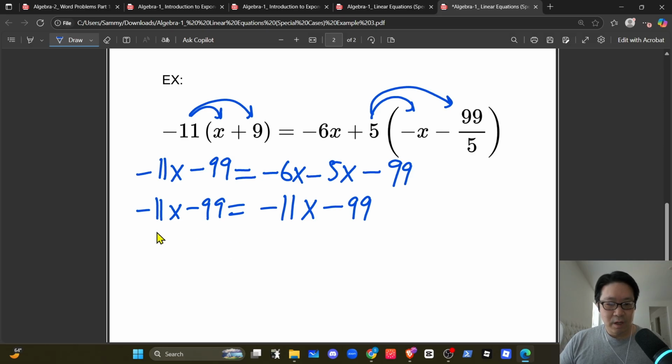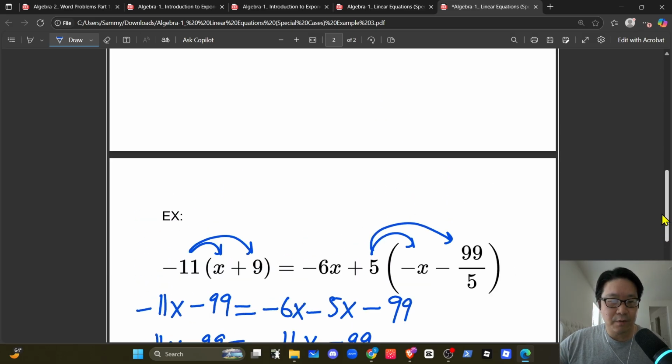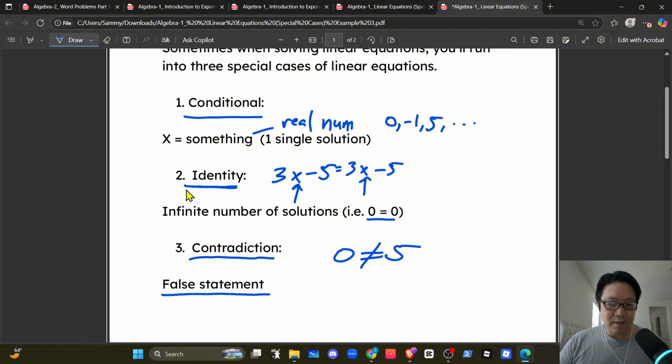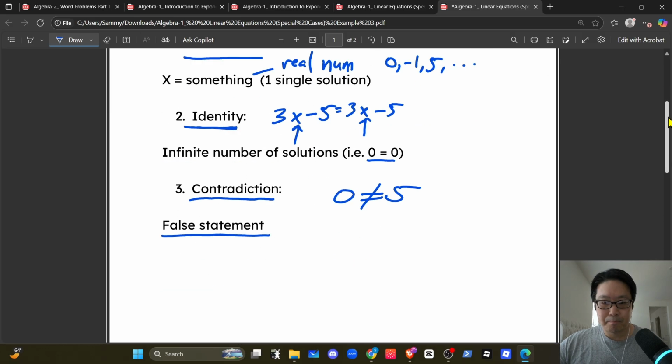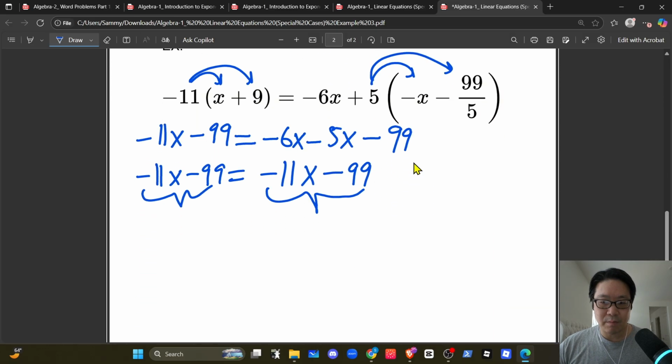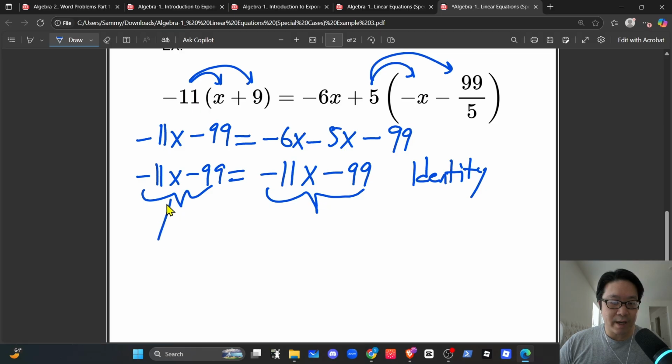And look what we have here. You actually don't even need to go further than this because the left side is equal to the right side. What kind of special case is this? As I explained earlier, what you have here is effectively an identity. Meaning whatever you plug in for x on both sides, any set of numbers, it's always going to yield a true statement. Therefore, what you have is an identity.